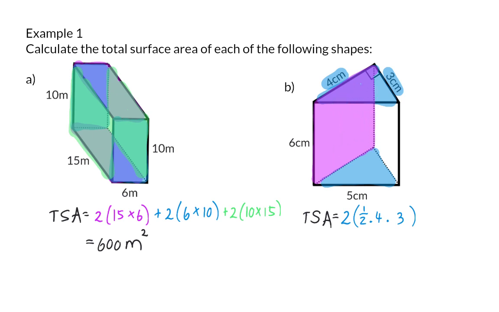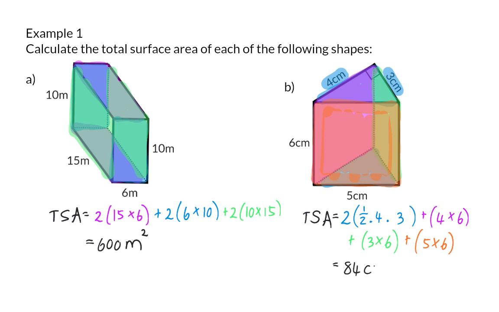Now we still need to add the 3 rectangles, which you can do separately or as one big rectangle. I'm going to start with the pink rectangle on the left. The area of this rectangle is the length times breadth of 4 times 6. Then at the back on the right, there's another rectangle, and this one is a 3 by 6 rectangle. And finally, there's a rectangle in front, and this rectangle is a 5 by 6 rectangle. Now we've added up all the faces, and this gives a total of 84, and this time centimeters squared.